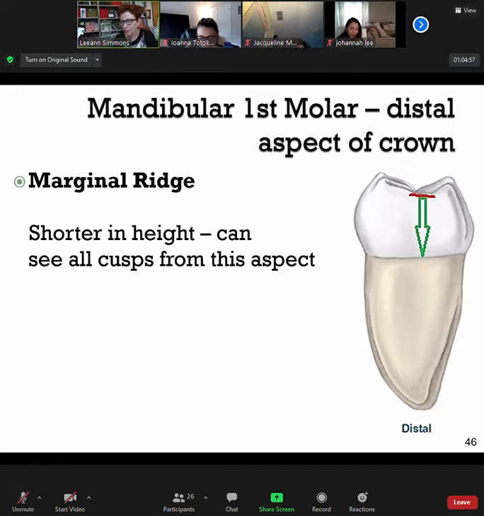Okay, distal aspect, the crown is shorter in height than the mesial. So, you know, we see more of the occlusal surface from the distal aspect than we would from the mesial. And you see that tiny little distal cusp here. That's a D.